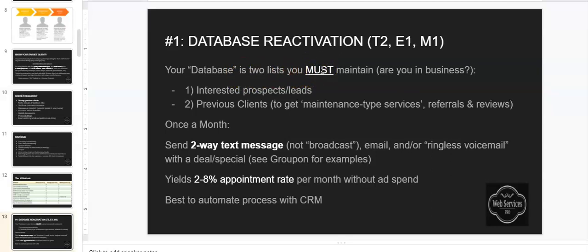So the first list is interested prospects or leads that have fallen into your pipeline, into your marketing. You have to keep track of them. You have to maintain a list of them, and as well your previous clients. If you've been in business for, let's say, 3 years or so, you should have several hundred or even over 1,000, depending on how busy you've been. But you should have a good number either way of both your previous clients and interested prospects.